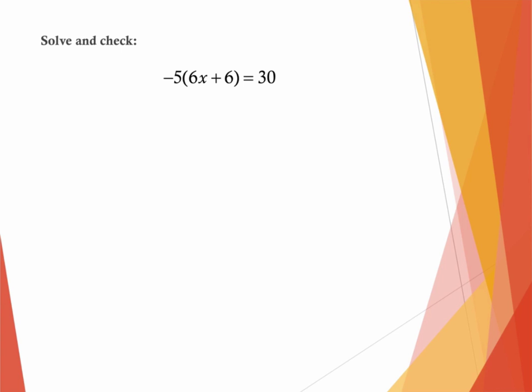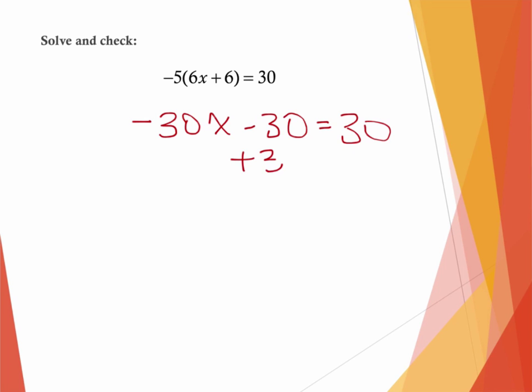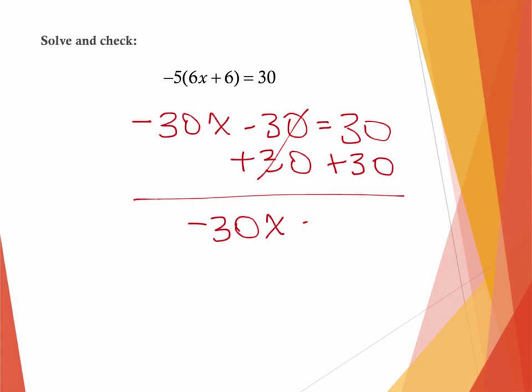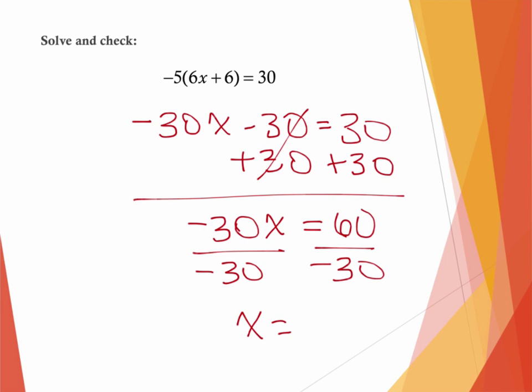In this example, we need to use the distributive property first. So I have negative 30x minus 30 is equal to 30. I'm going to add 30 to both sides. Negative 30x is equal to 60. Divide each side by negative 30. x is equal to negative 2.